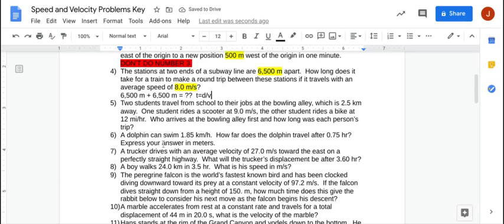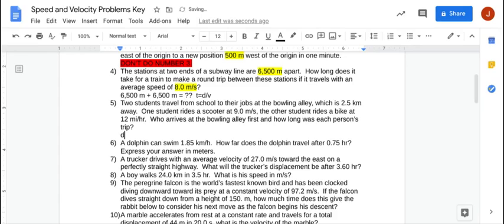Number 5. 2 students travel from school to their jobs at the bowling alley, which is 2.5 kilometers away. One student rides a scooter at 9.0 meters per second, and the other student rides a bike at 12 miles per hour. Who arrives at the bowling alley first, and how long was each person's trip? There are several things you need to do here. So we have d equals 2.5.